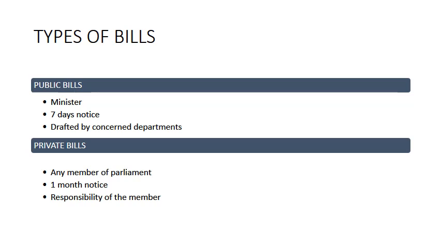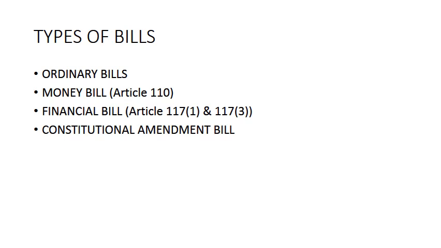Third one is the bill is drafted by the concerned departments for public bills. But for private bills, the drafting is the whole responsibility of the person who is introducing it. Apart from this, the public bill reflects the policies of the government and it has greater chance to be approved by the parliament. Bills can also be classified into four categories.